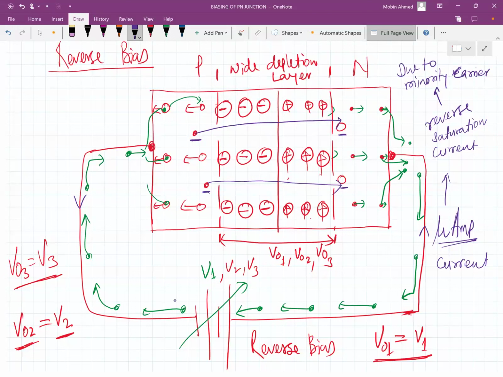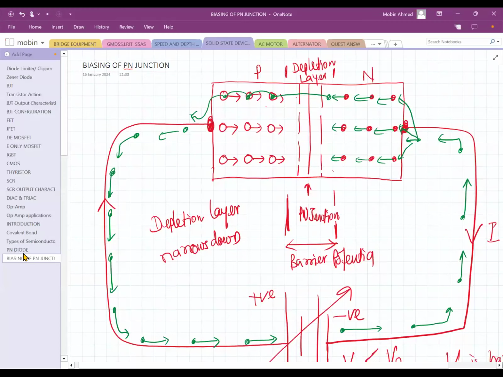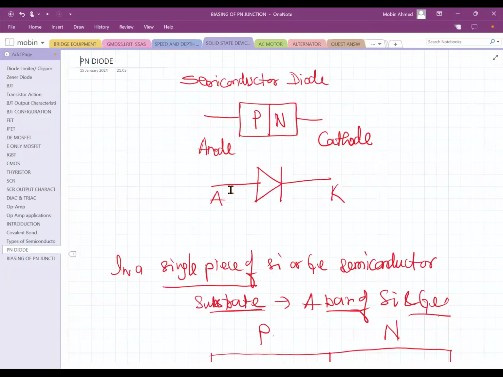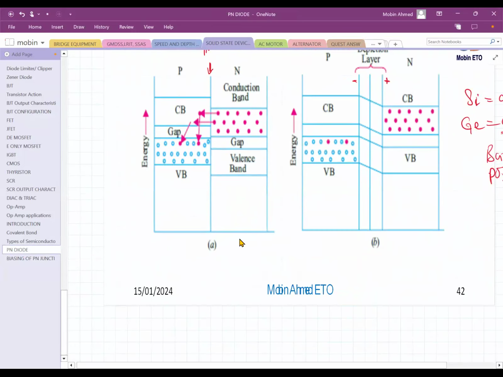Now, if we are going to increase, okay, but how is this easily able to cross? How is this able to cross this one? If you have seen here, I have shown you something in this one. Can you see here?